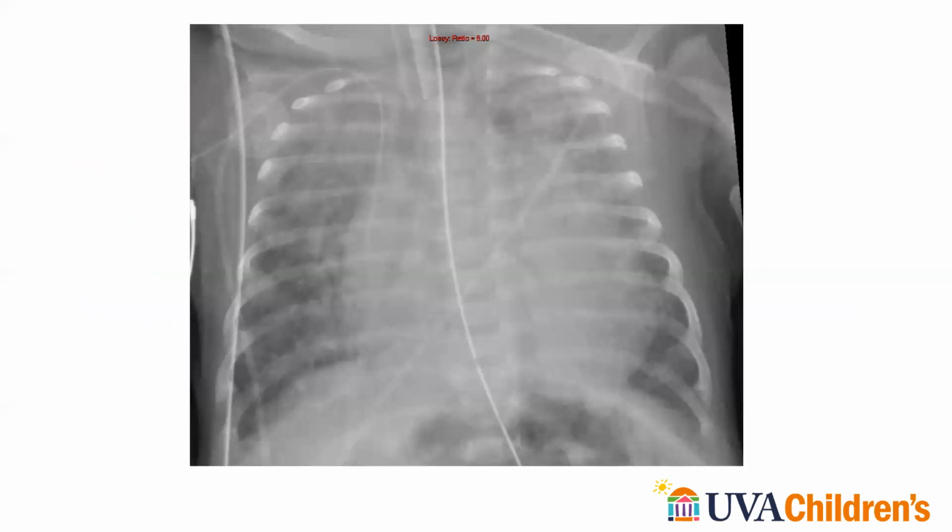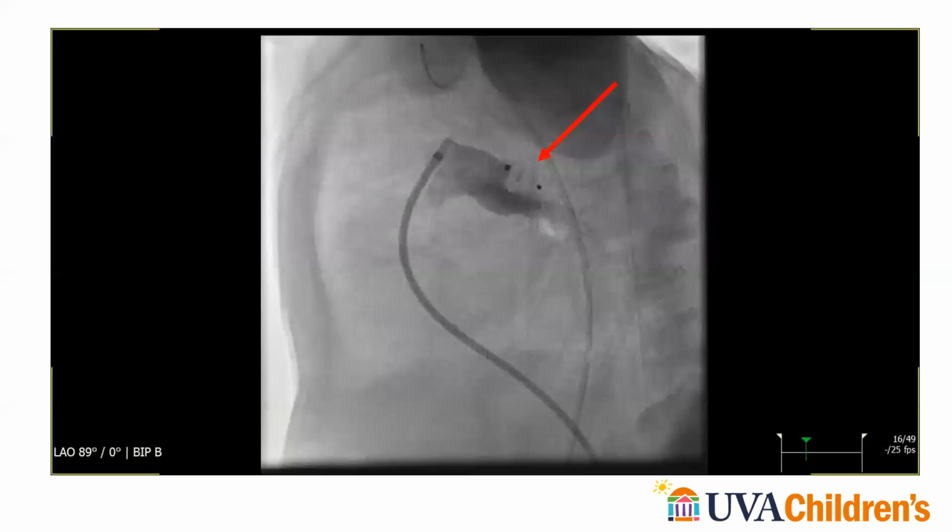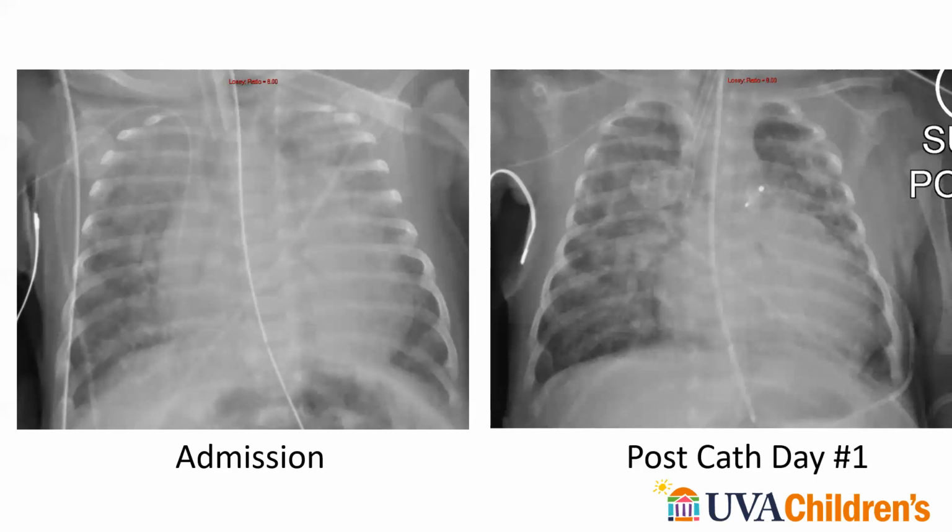So this is the neonate's X-ray on admission. It shows cardiomegaly and severe pulmonary edema. The patient went to the cath lab 2 days after transfer and had a Piccolo device, which you can see with the arrow, and returned to the NICU without any complications. This is a comparison of the admission X-ray and the post-cath day 1. We see reduction in the cardiac silhouette and decreased pulmonary edema. And the patient was transferred back to the referral hospital on post-cath day number 2.